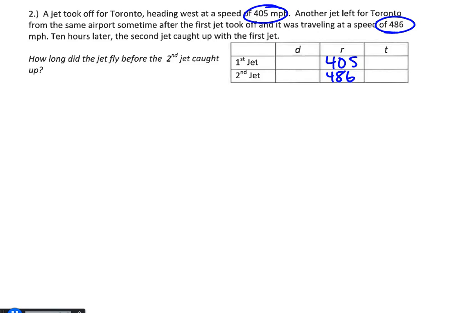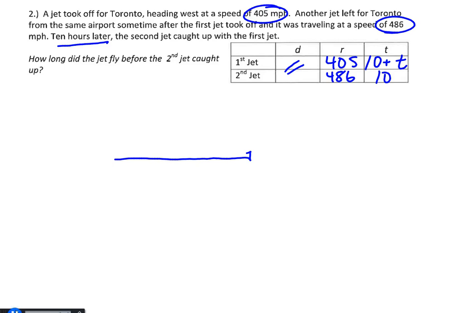So what we know is the first jet was traveling for a while. First jet took off and it was traveling at that speed. 10 hours after the second one left, it caught up. So we know that the second jet flew for 10 hours. How far did the first jet fly? Well, we're not sure. All we know is it was 10 hours plus some amount, because we know that it was traveling longer. And then you could set up, you know that their distances are equal, so we know rate times time was equal to rate times time.